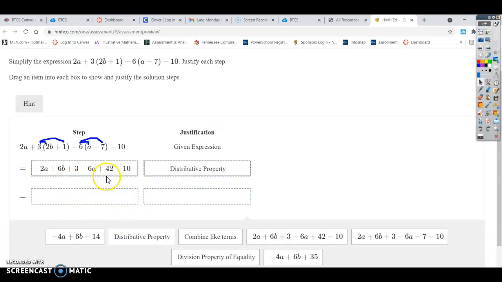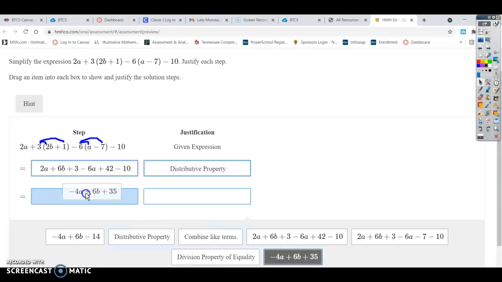And then here we're going to combine like terms. So we're going to take our a's, add those together, take the b's. There's only one b, so it stays. And then 3 plus 42 plus negative 10. So if we combine like terms, 2a minus 6a is negative 4a. So we have 6b with negative 4a. And then we have 42 minus 10. 42 minus 10 is 32. 32 plus 3 is 35.